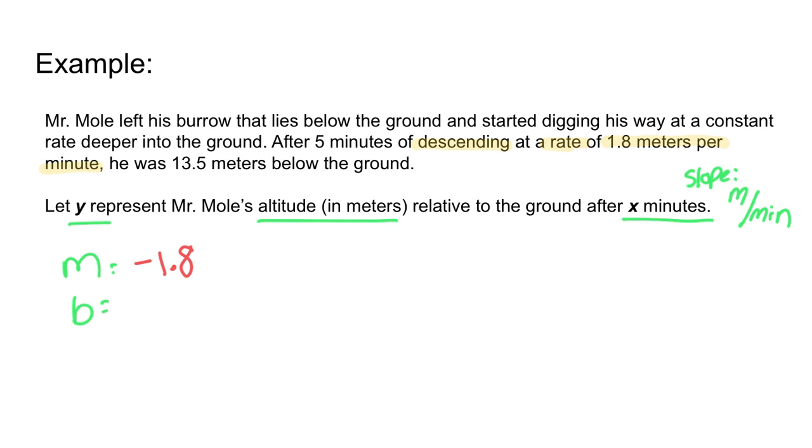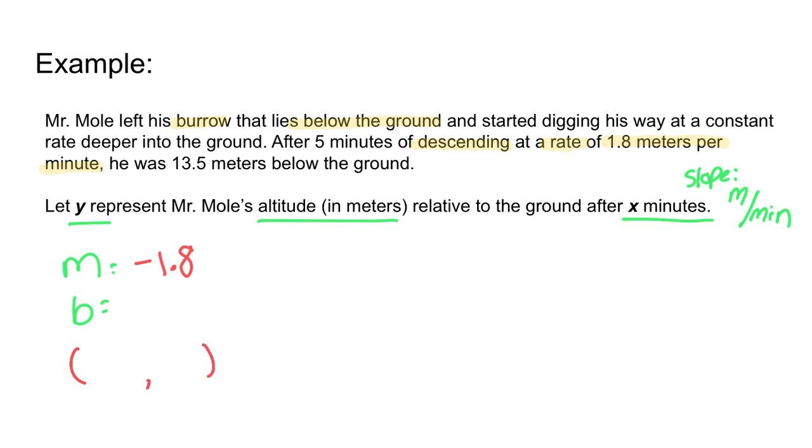b, remember, is what he started at. And so it tells us that he started at his burrow, and he started digging his way down. But it doesn't tell us where his burrow is, other than that it's below the ground. So we don't know the b. So if I don't know b, I need to see if I know a point, because the only other way I can find b if I know the slope is to have a point.